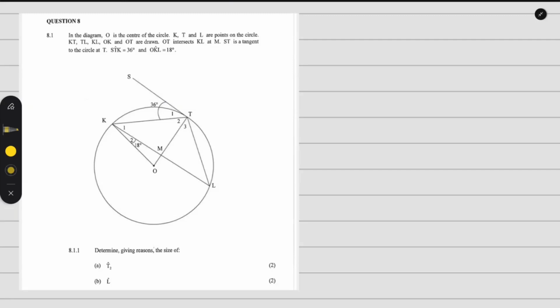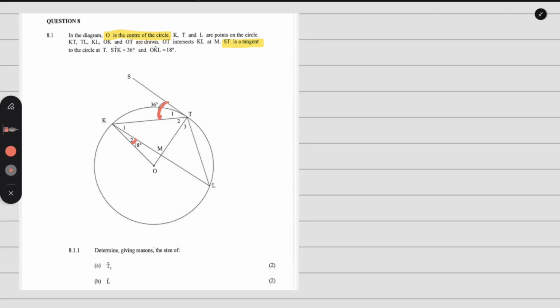Today we are doing the May-June 2023 question paper, and I'll be starting with question 8 under the section of geometry. Question 8 says, in the diagram, O is the center of the circle, K, T and L are points on the circle, and ST is a tangent. And it says angle STK is 36 degrees, and angle OKL is 18 degrees.